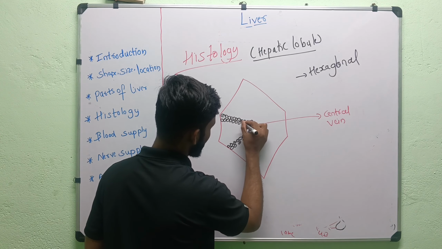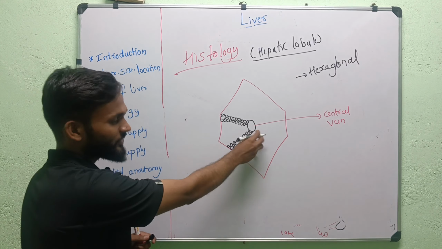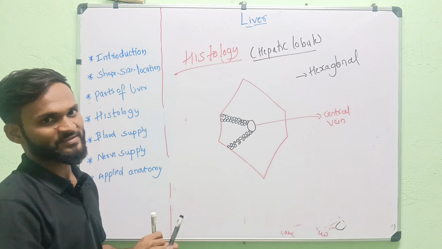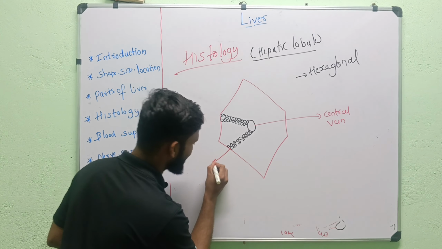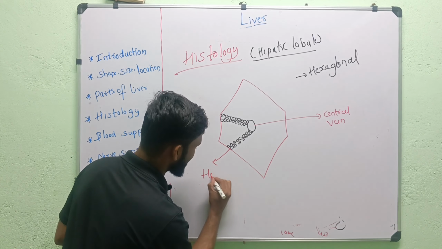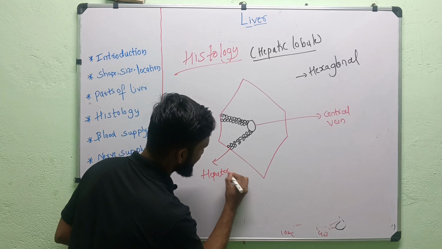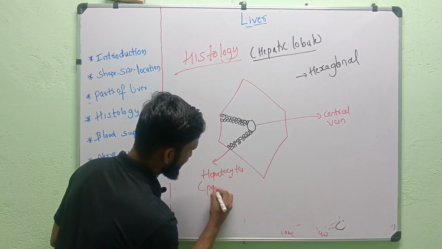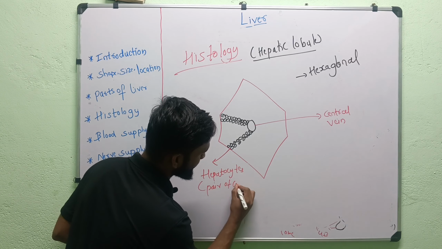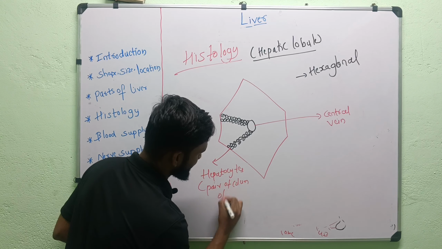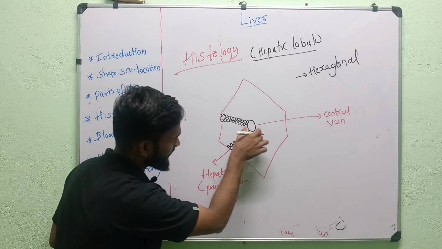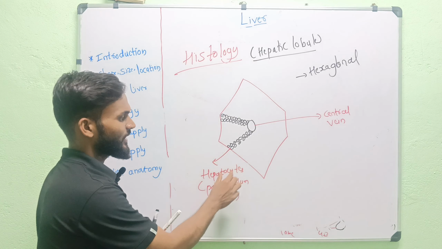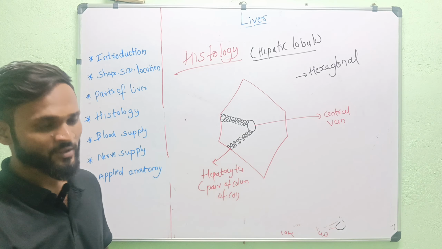These specialized cells, the pair of columns of cells radiating outward from your central vein, are known as hepatocytes. They are present in pairs, in columns.